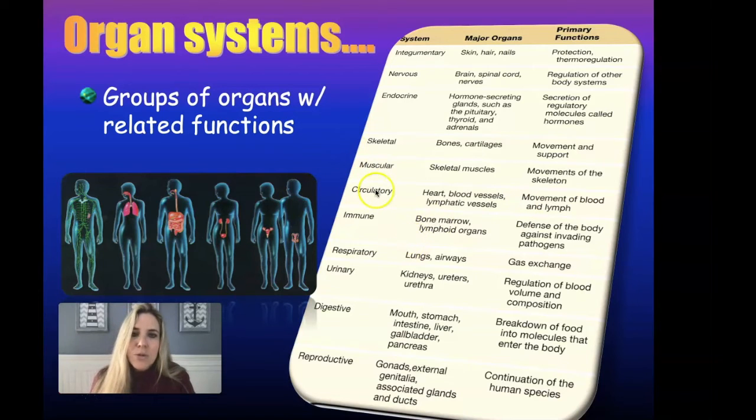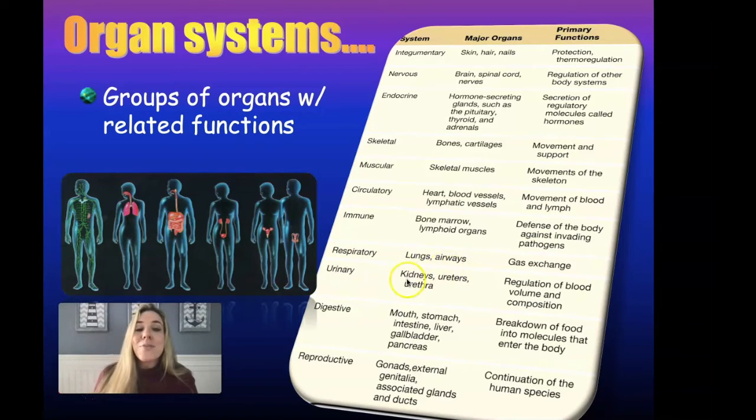So your heart, of course, would be part of your circulatory system. The immune system is where you're going to produce cells that help with the immune response. So bone marrow, lymphoid organs. It's all about defense, right? Defense against invading pathogens. And then we have our respiratory system, which is your lungs and the things connected to your lungs, like your trachea. And this, of course, is for gas exchange, exchanging oxygen and carbon dioxide with the environment.